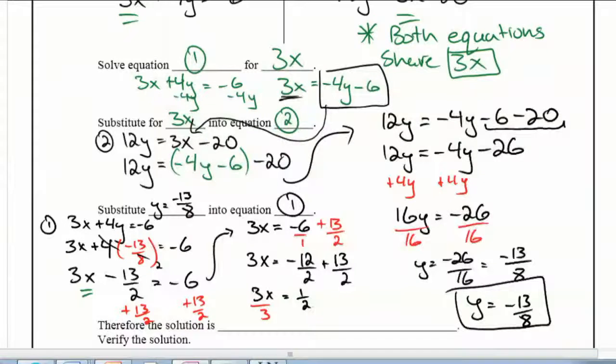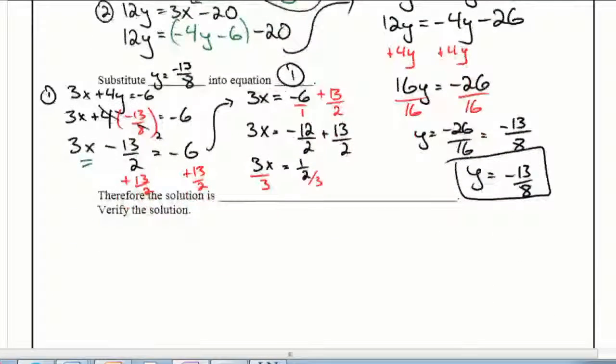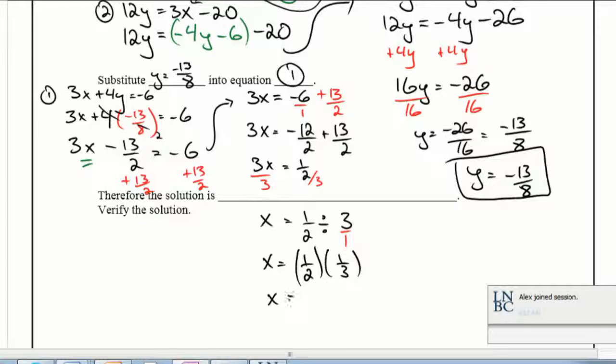Divide both sides by 3. I might just keep going down the page here. So I get x is equal to 1 over 2 divided by 3. Now I don't ever divide fractions. I always multiply by the reciprocal. So I end up with x is equal to 1 over 2 times 1 over 3. Maybe times isn't the best thing to include in there. 1 times 1 is 1, 2 times 3 is 6. So I end up with x is 1 over 6.